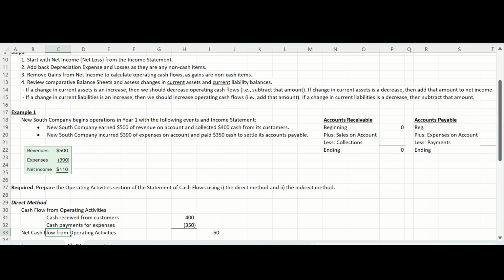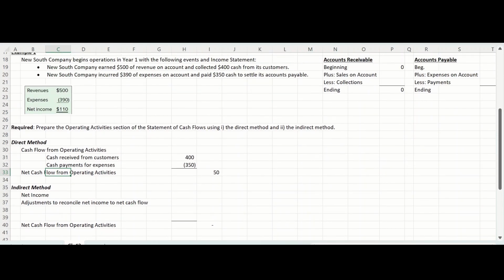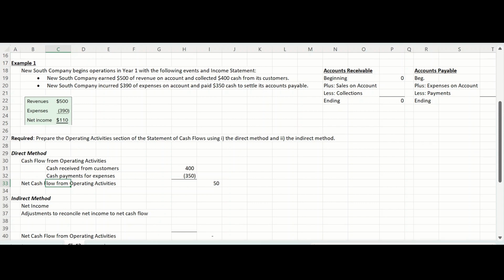Now let's look at the indirect method. We just learned that we need to start with net income from the income statement. So if we go to the income statement, we see that the net income is $110. So I will put our starting point of $110 here of net income. Next, we need to adjust net income for any depreciation expense, any losses, any gains, and then any changes in current assets or current liabilities.